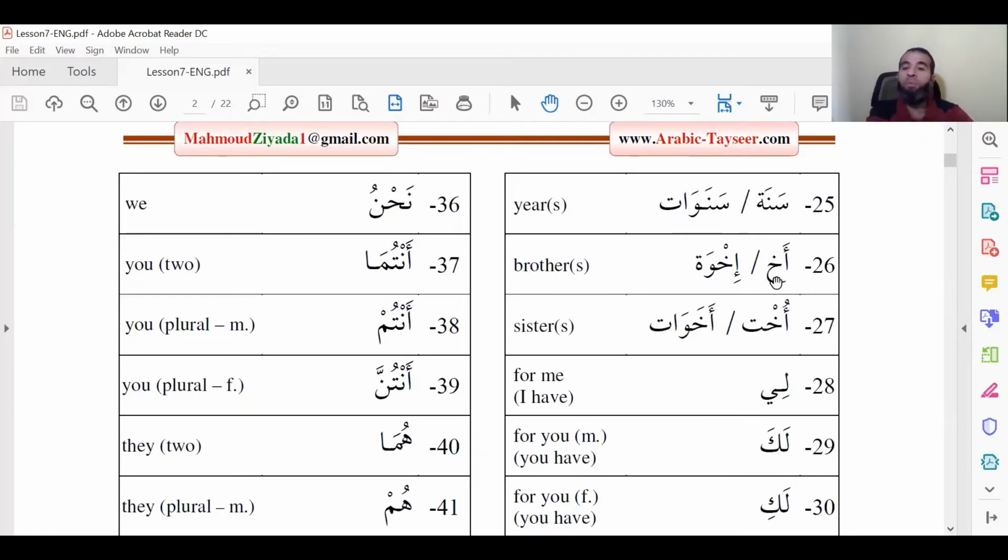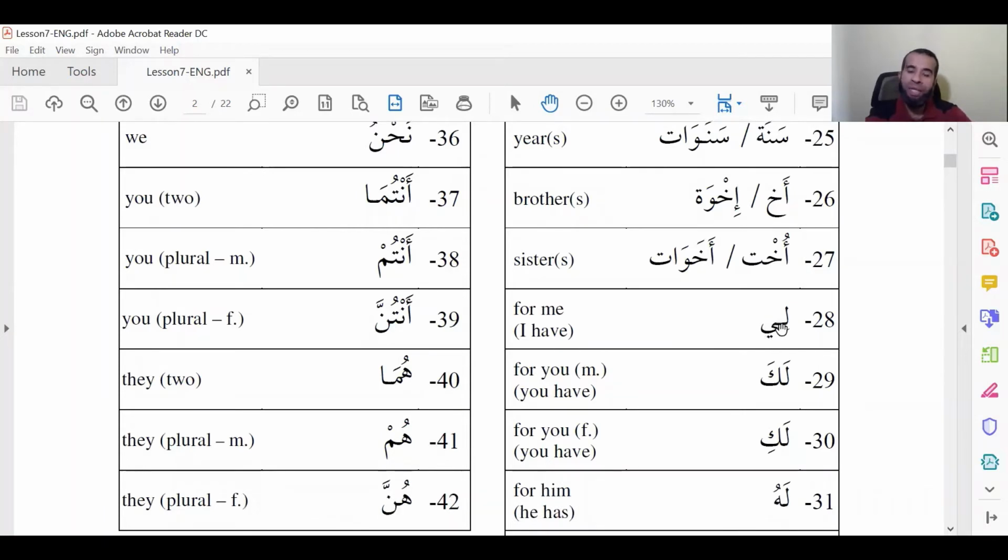If you want to say 2 brothers, we add ألف ونون. But before ألف ونون we use واو. So it will be أخوان, 2 brothers, أخوان. And 2 sisters will be أختان.